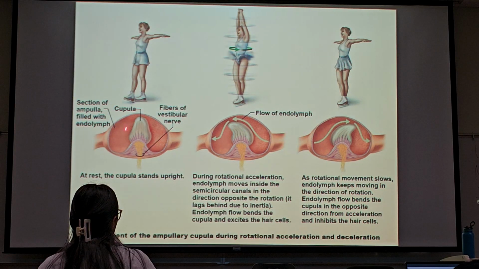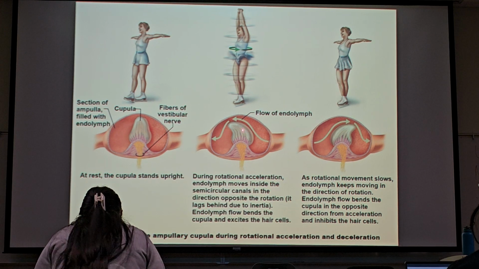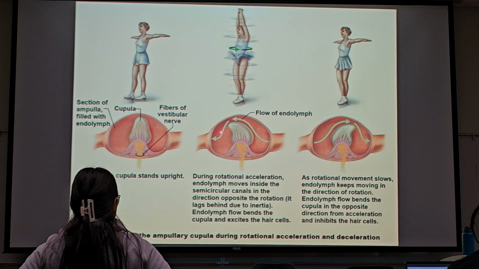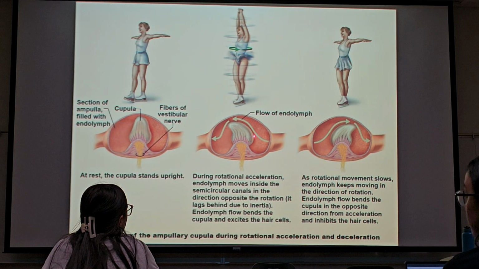So when you're at rest, that cupula is right on top of the hair cells. Okay? When you start to spin, if you're spinning this way, the cupula first gets bent in the other direction because there's fluid in here. Okay? And it first moves in the other direction. And then that is going to fire a signal that we're rotating.